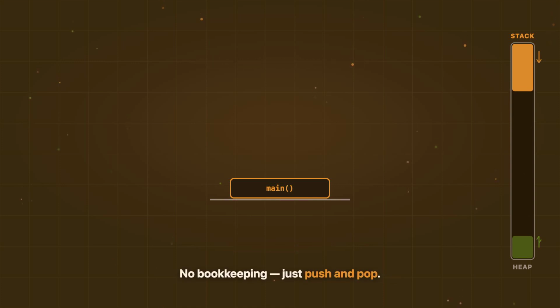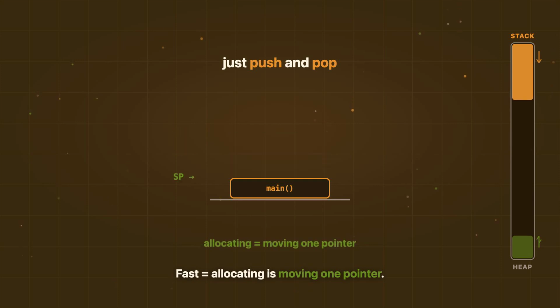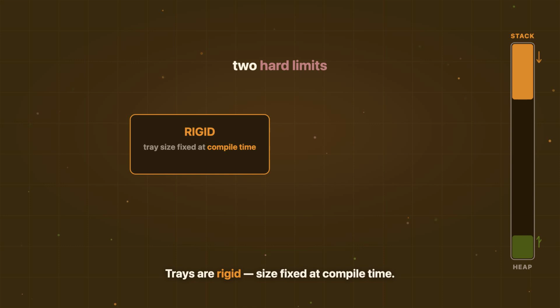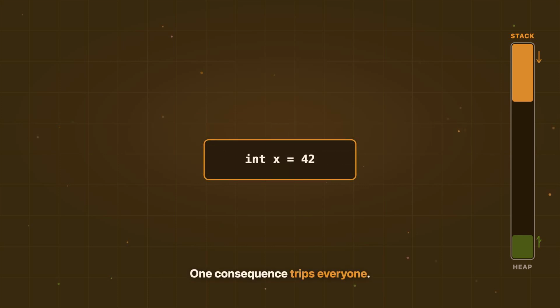Instantly. No searching, no bookkeeping. Just push and pop. That's why the stack is fast. Allocating is literally moving one pointer. But it has 2 hard limits. The trays are rigid. Their size is fixed at compile time. And the whole tower is small, a few megabytes. That's it. One consequence trips everyone.